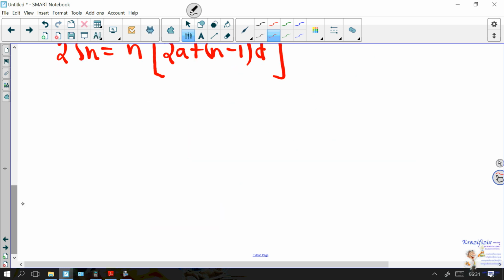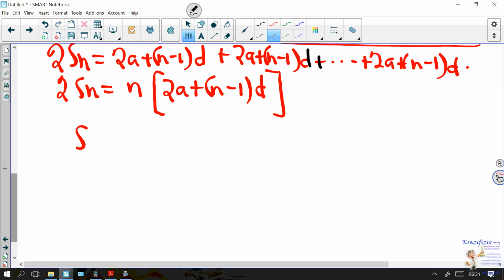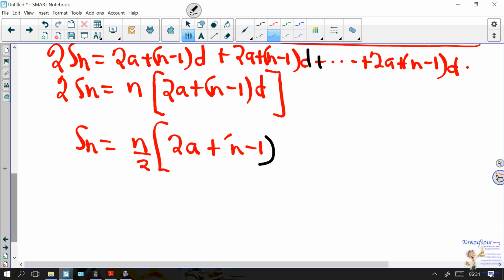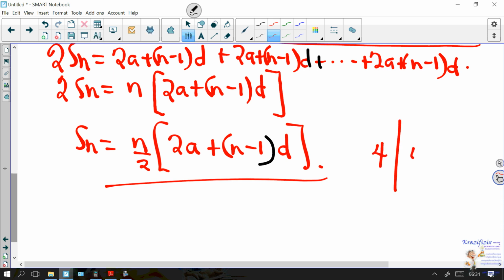What do I do now? I'm looking for Sn. So can I divide both sides by 2? Sn equals n over 2, 2A plus n minus 1 d. And then you have it there. Sometimes it's 4, sometimes it's 5 max.